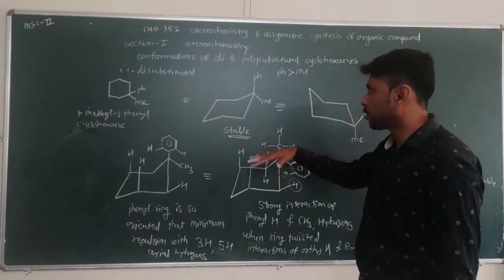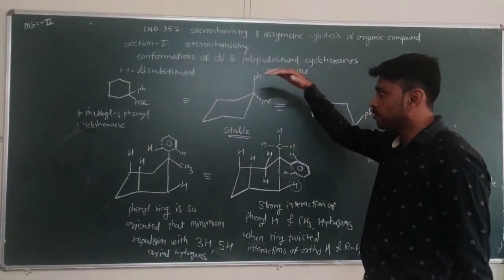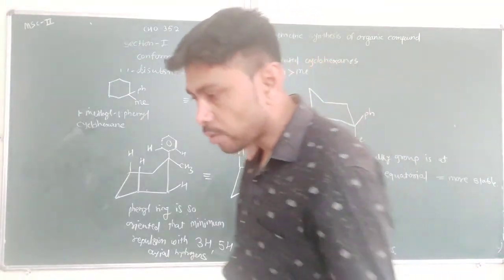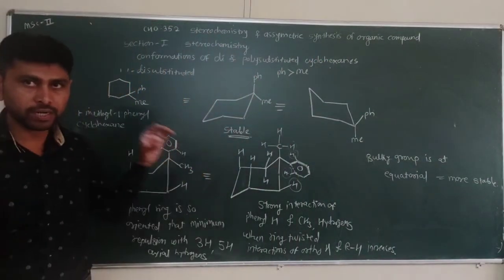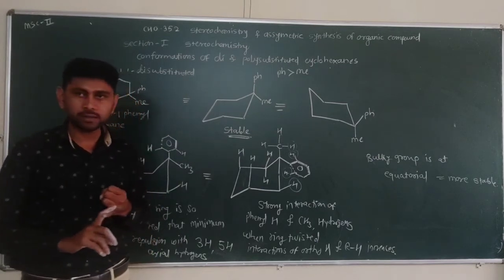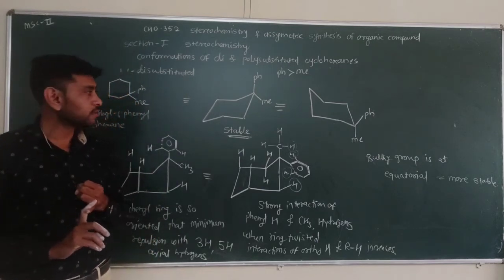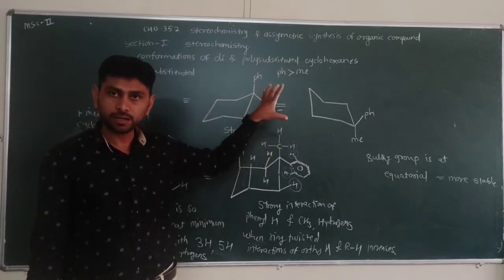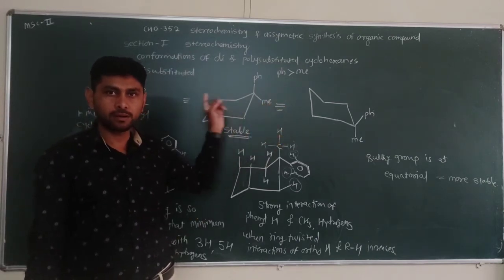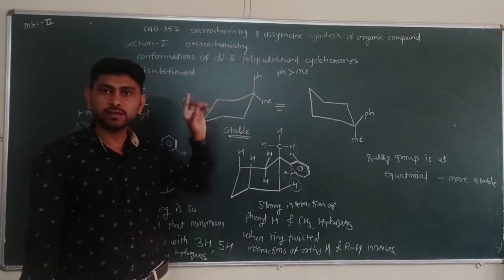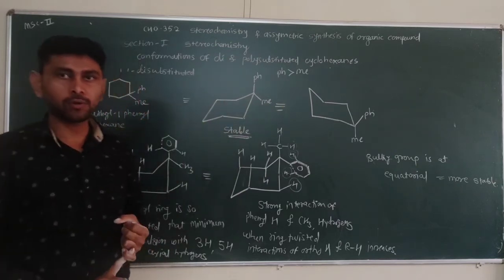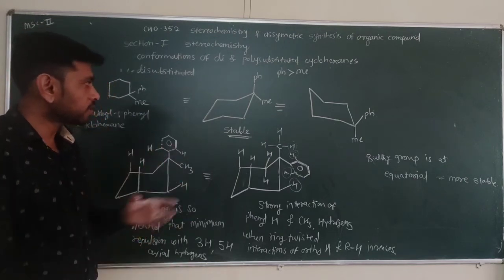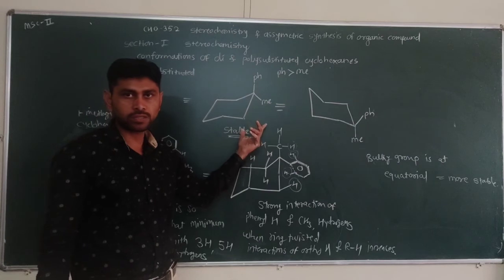So this is about the 1,1 disubstituted cyclohexanes. Common points to observe in case of 1,1 disubstituted cyclohexane: when X and Y are equal, meaning both groups are the same, then we obtain topomers. We obtain topomers with no energy barrier, the same structures with the same energy, and the two structures are interconvertible.